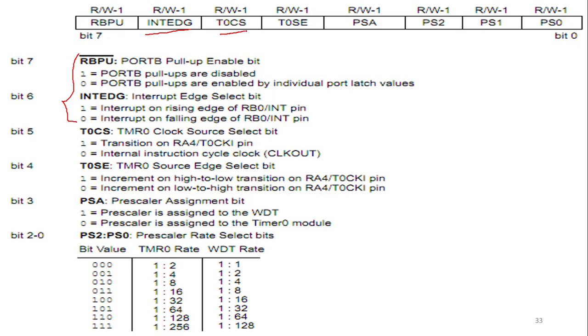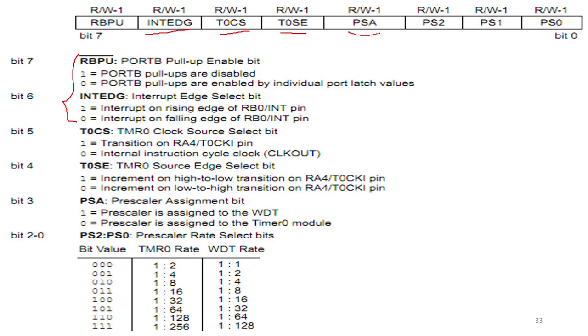Then the next bit is T0CS, the timer 0 clock source select bit. Using this bit, we can decide whether we want to operate timer 0 in timer mode or in counter mode. If this bit is 0, we are going to operate it in timer mode, and if this bit is 1, we operate timer 0 in counter mode. Then the next one is T0SE, the timer 0 source edge selection bit. Using this bit, we can decide whether the timer will increment on the rising edge or the falling edge of the external clock signal whenever we are operating timer 0 in counter mode.